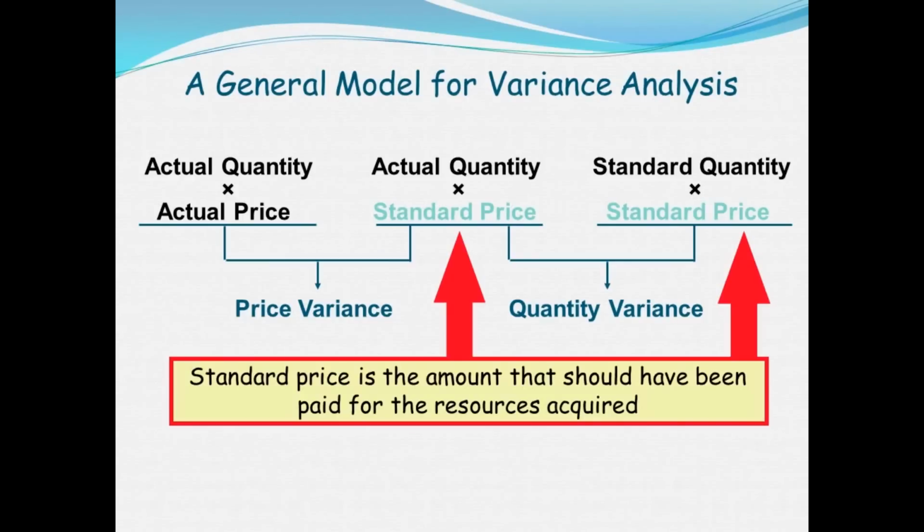Well, let's look at what we've actually done here. This standard quantity times standard price is what's on your master budget, right? This actual quantity times actual price is what you actually have. So using the price variance and the quantity variance, you can break down the results into two categories when you're comparing the actual versus the master budget.